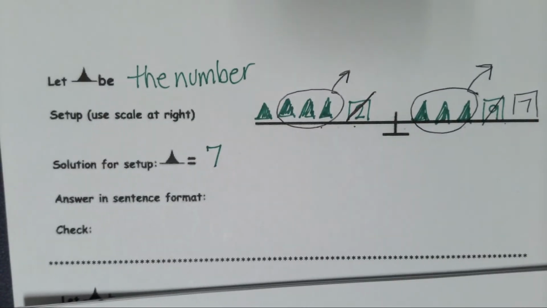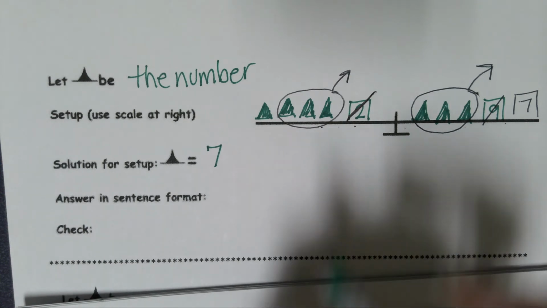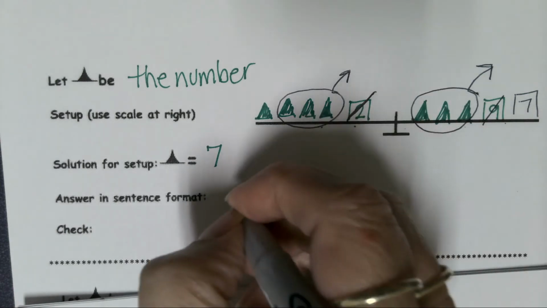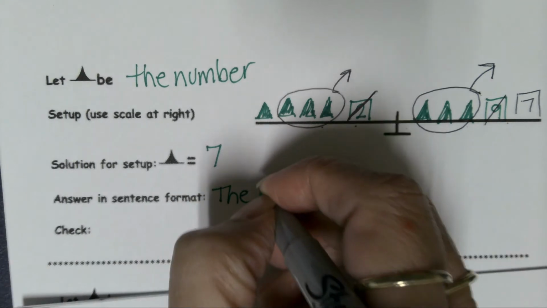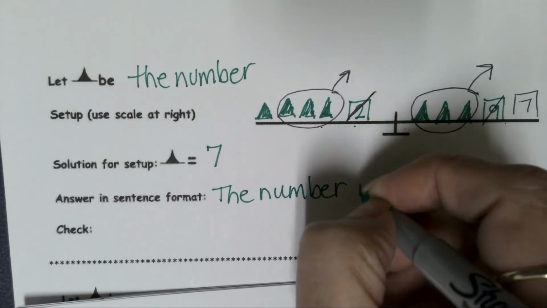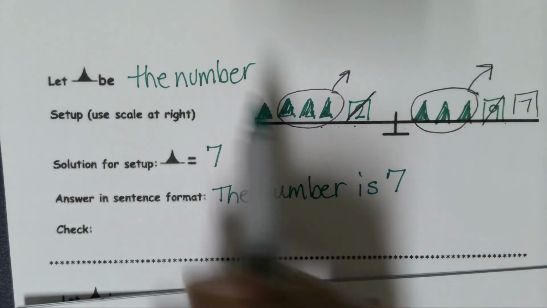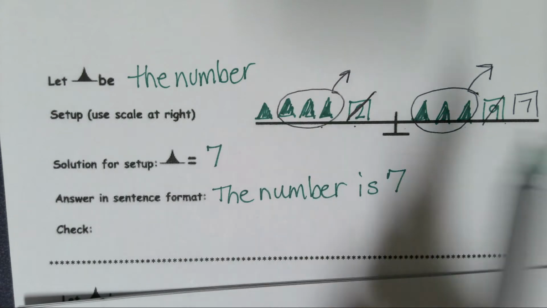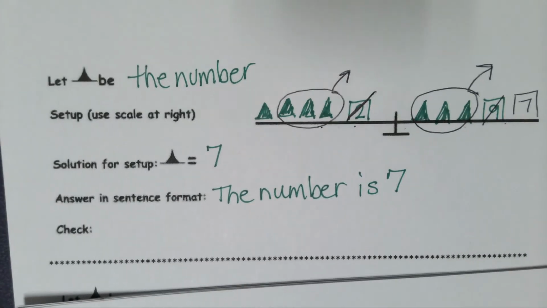And the answer in sentence format, it asked us to find the number. So in a sentence, how would we write that? We're simply going to write the number is 7, and all we did was take the information from the first part of our problem and write it out with the answer. So now we need a check.